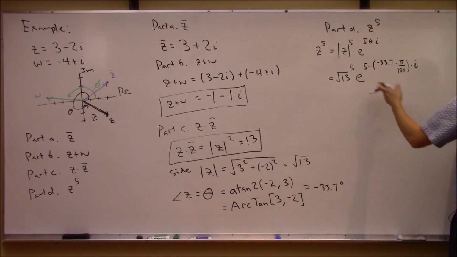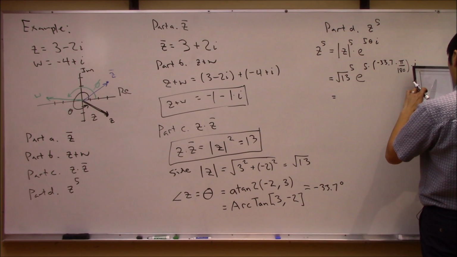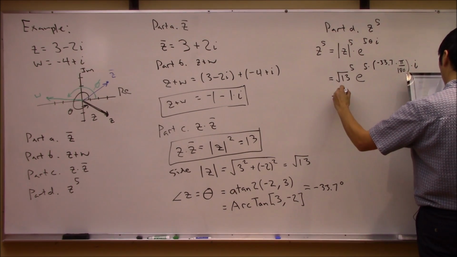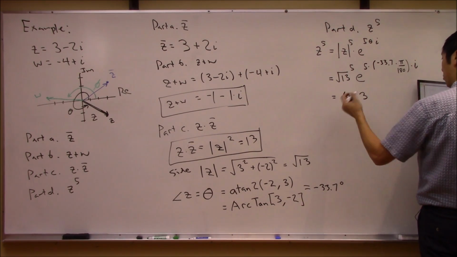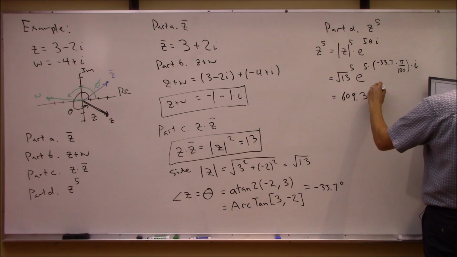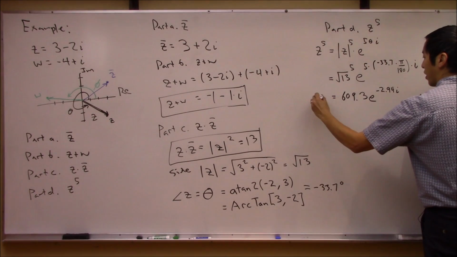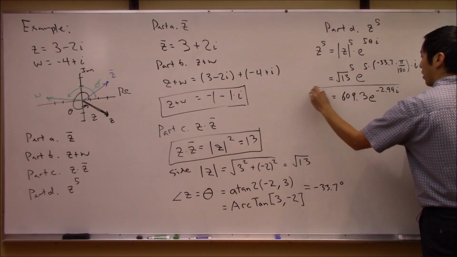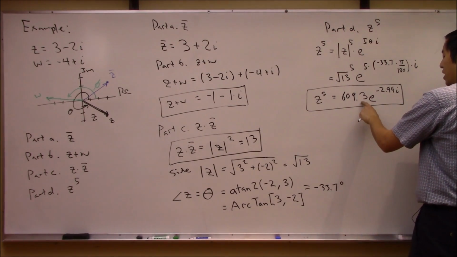So there you go. This is what we end up with. By the time you crunch all these numbers, what is this? This is going to be 609.3-ish. And then I think this whole thing up here comes out to be about e to the negative 2.94i. Okay, so here you go. This is z to the fifth. So z to the fifth, again, if you wanted to plot this, the magnitude is 609.3.